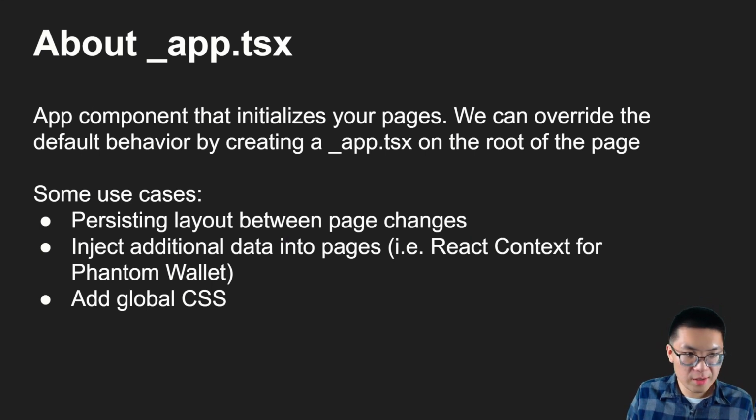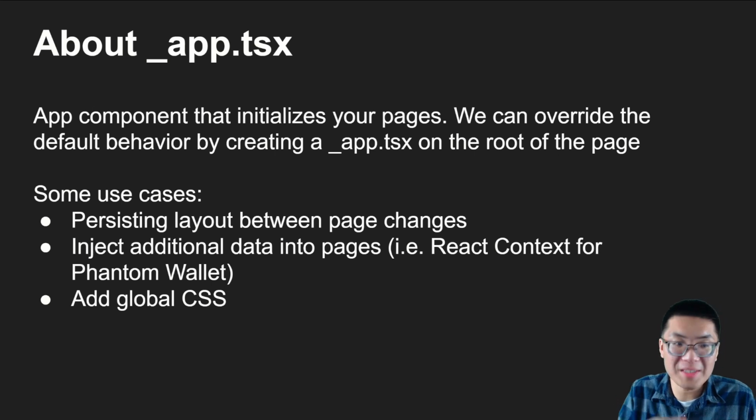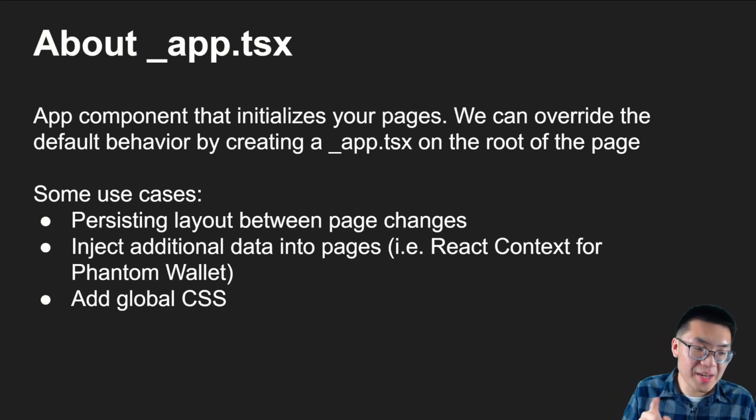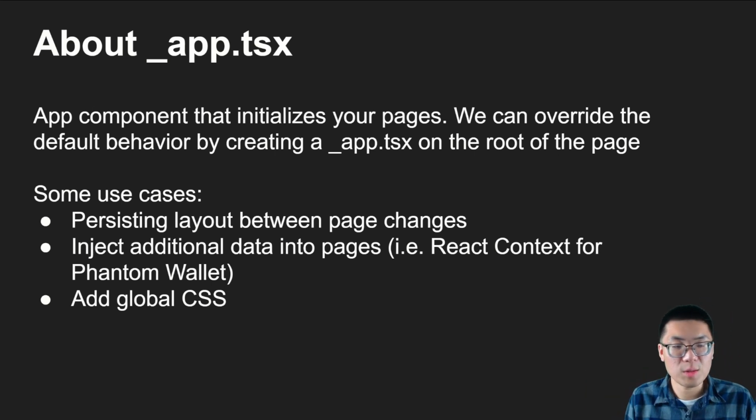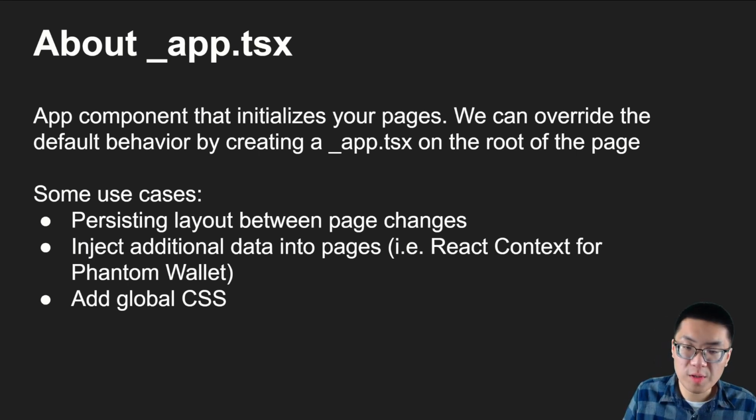So earlier, I mentioned something about _app.tsx. You might be wondering, well, what is that? How does this map to anything? The short answer is actually it doesn't. What Next.js does is it has certain file names that map to some special functionality. The _app file is an app component that initializes your pages. We'll take a quick look into it later.